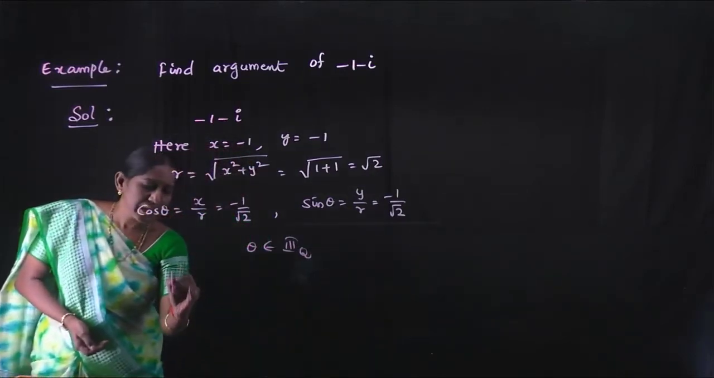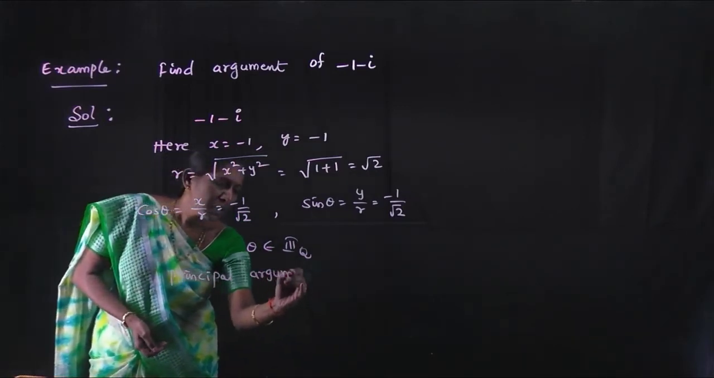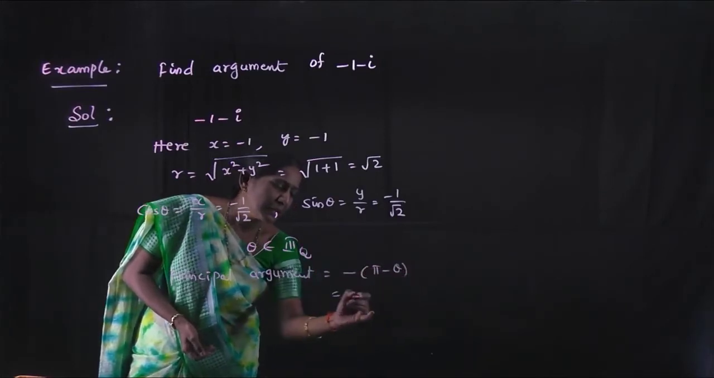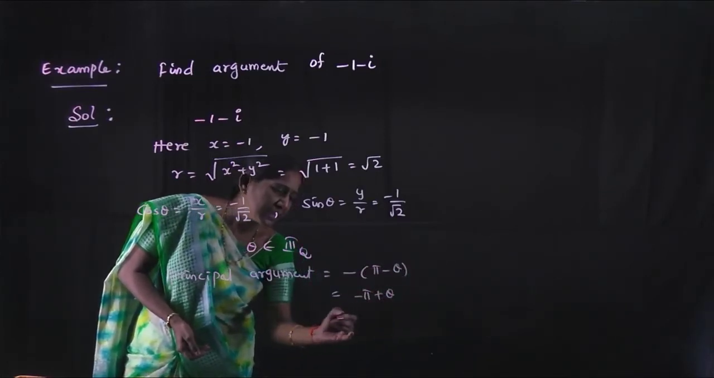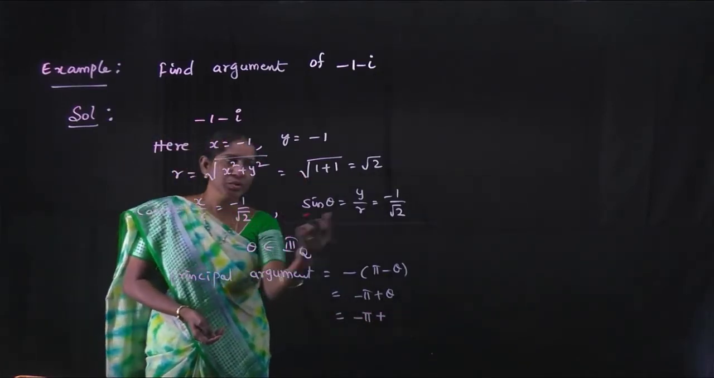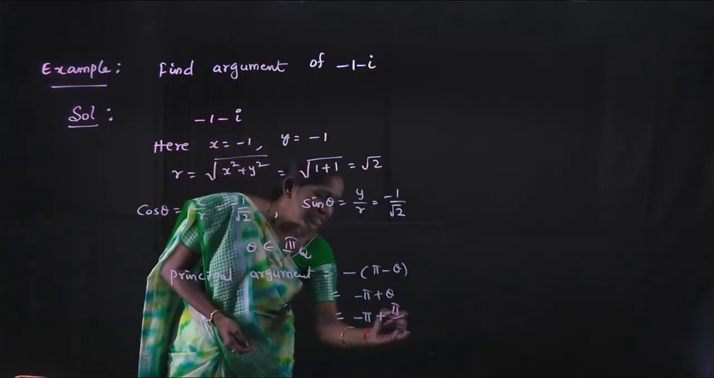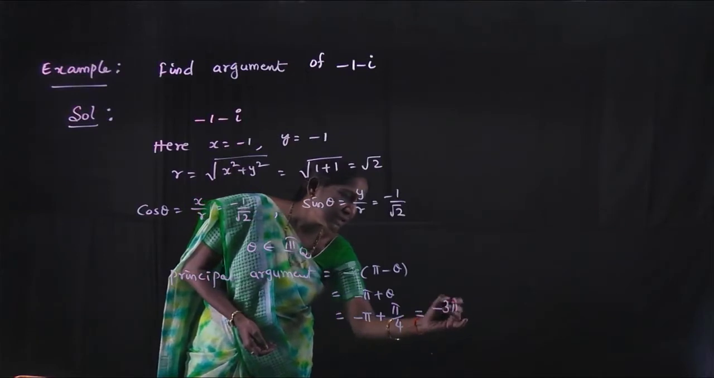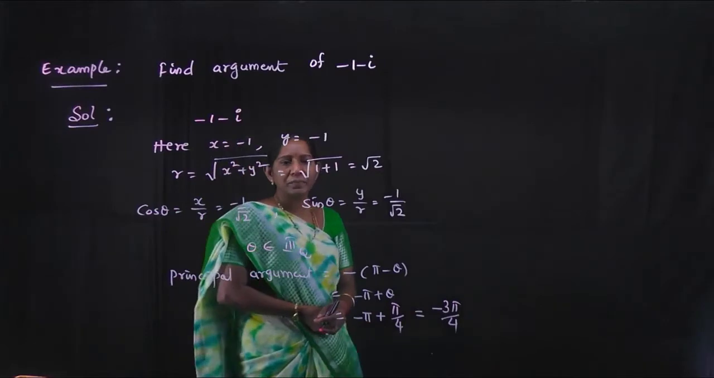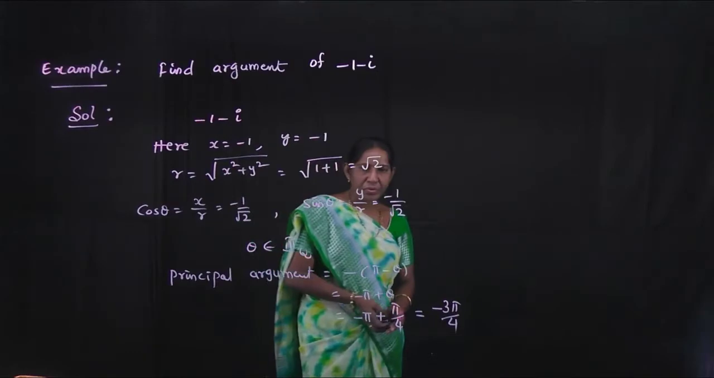In the third quadrant, the principal argument theta is equal to minus of pi minus theta. That is minus pi plus theta. Here cos theta is 1 by root 2 and sin theta is 1 by root 2, so theta is pi by 4. So minus pi plus pi by 4 is equal to minus 3 pi by 4. So the principal argument of minus 1 minus i is minus 3 pi by 4.